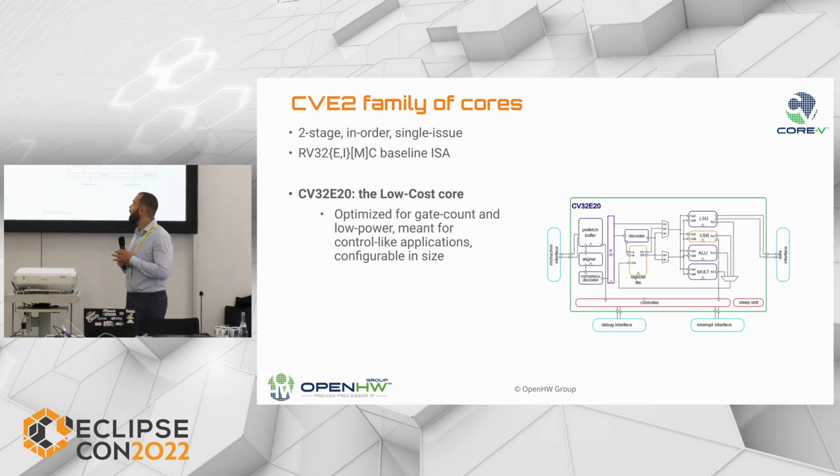Then we have the smallest low-cost core. This is only 2 stages, so performance is also compromised, and those CPUs are meant to run finite state machines and control applications, where performance is not really a big requirement, but rather low power and area, in always-on applications, for example.